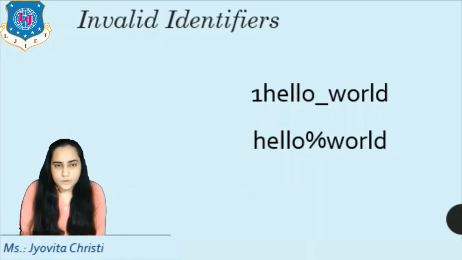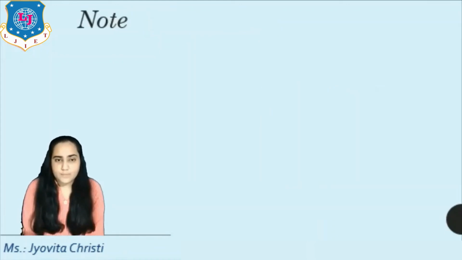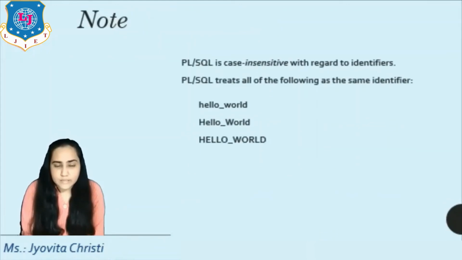And as a last note, I would like to say that PL/SQL identifiers are completely case insensitive. So writing hello underscore world all in small letters, or capitalizing the first letter in each word, or writing everything in capitals, it all results into the same identifier. So it doesn't matter whether you are consistent with writing everything in capitals or small letters or mixture of both. It's going to be the same thing because it is case insensitive.